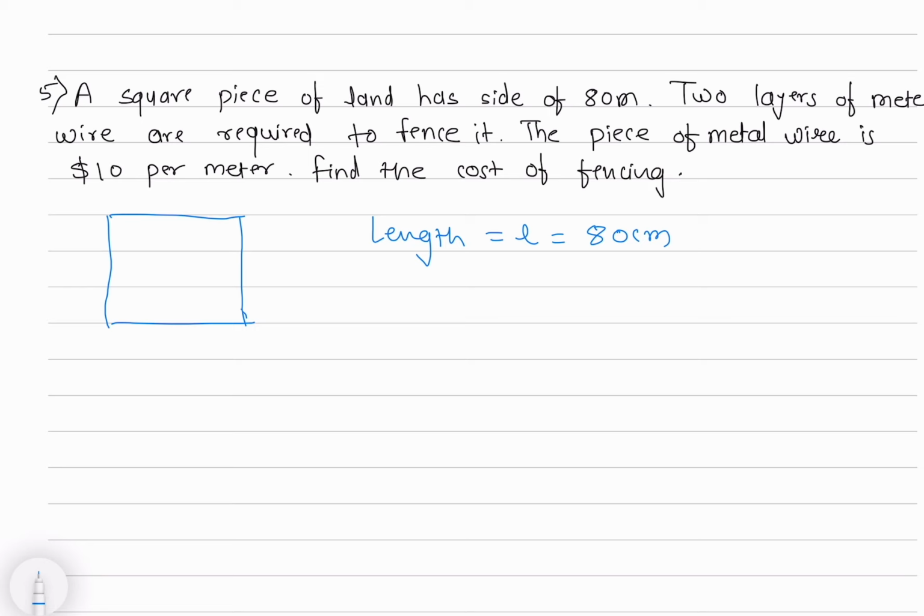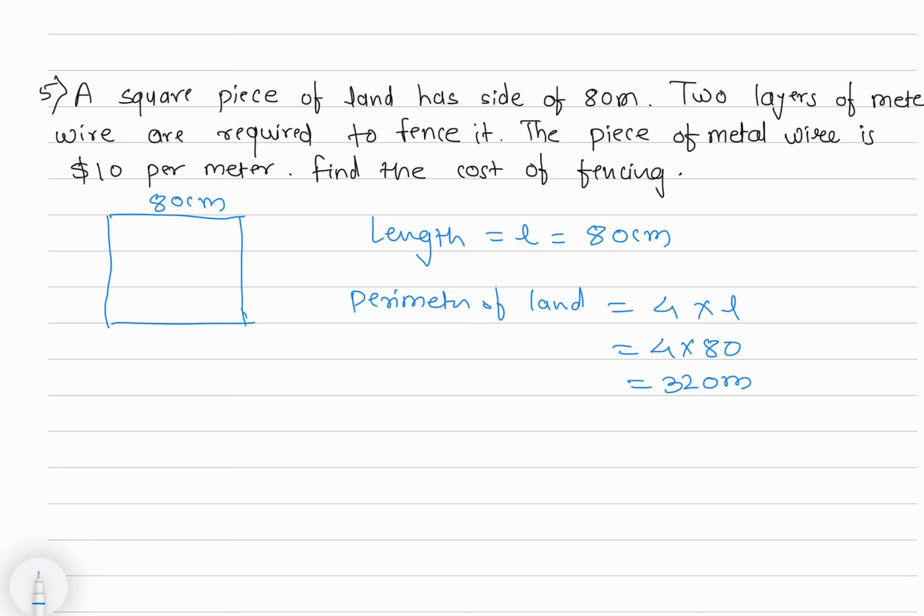So the perimeter of that land, it has side 80 meter. So the perimeter of that land is equal to 4 into L, that is 4 into 80 meter. So 320 meter. Now the length of metal wire required to put up the 2-layer fence around the square piece of land.